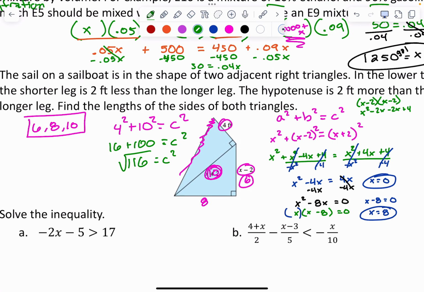So you could write it as 4, 10, comma, square root of 116 if you don't want to write it as a decimal. I'd be 10.6 to 8. 10.8. Those are the sides of that one. Okay, so find the lengths of the sides of both triangles.